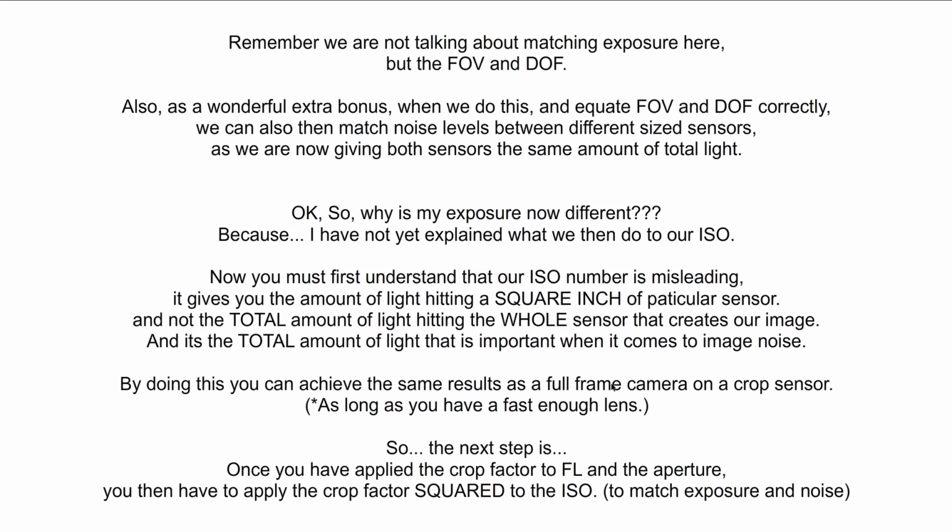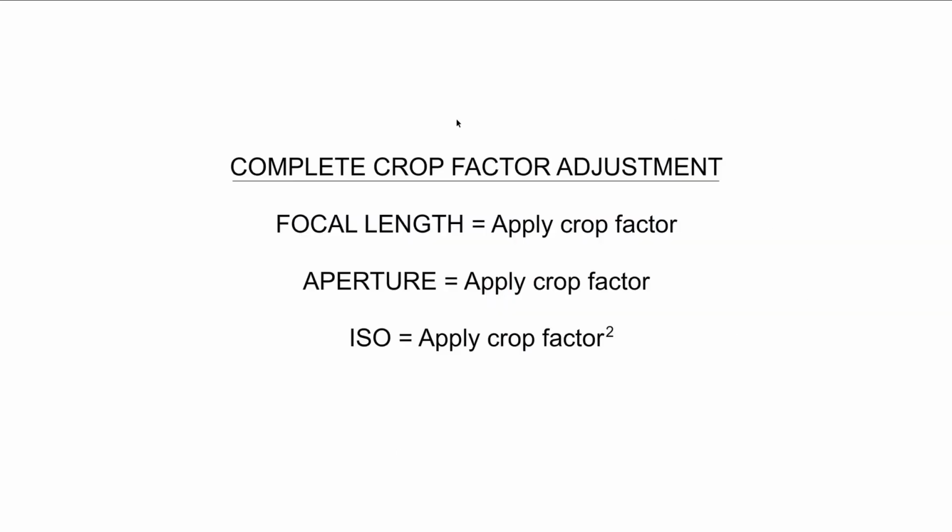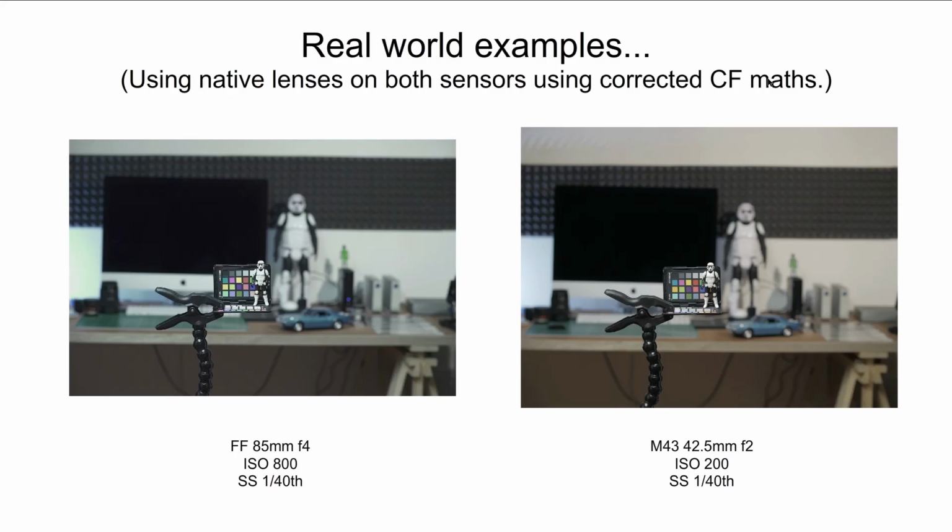So the next step is, once you apply the crop factor to the focal length and the aperture, you then have to apply the crop factor squared to the ISO to match exposure and noise. So then everything is the same. So let's have a look at that. This is the whole formula. So for the complete crop factor adjustment, we need to apply the crop factor to the focal length, as you probably already know, and to the aperture, same crop factor, and into the ISO, we apply the crop factor squared. Okay, so it's those three things, that's all you gotta do.